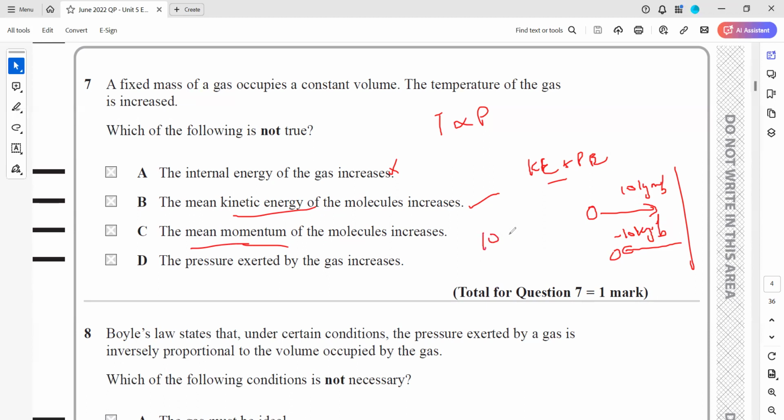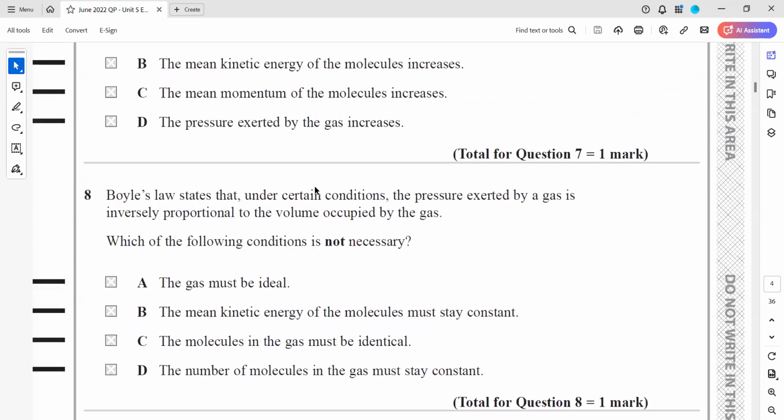So what is the average? It is 10 plus minus 10, divided by 2. So average momentum will be 0. So mean momentum or average momentum will not change. Momentum will change, but mean momentum will not change. The pressure will increase as well. So other factors are increasing. That's why C is the right answer.